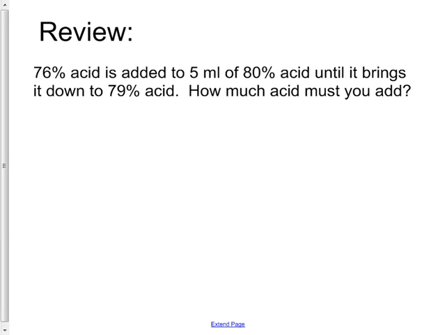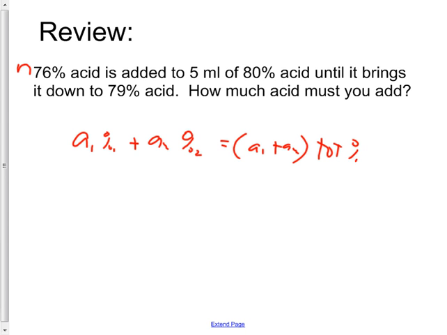76% acid, it doesn't say how much, is added to 5 milliliters of 80% acid until it brings it down to 79% acid. How much acid must you add? So that's how much of the 76% acid must you add. So in other words, how much of this stuff must you add? So I like that formula. Amount 1, percent 1. Amount 2, percent 2. A1 plus A2 total percent.